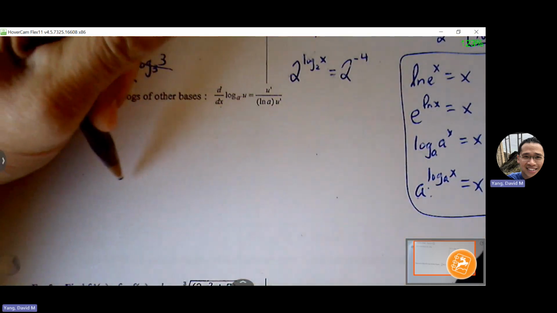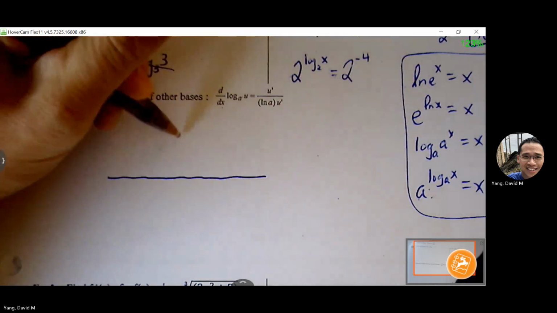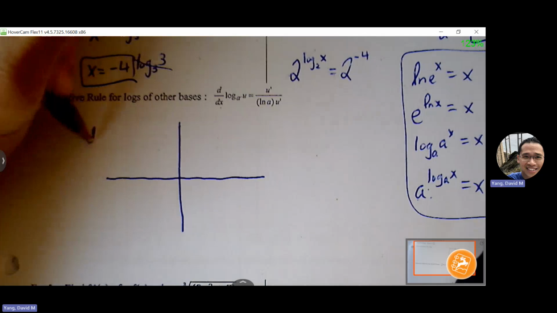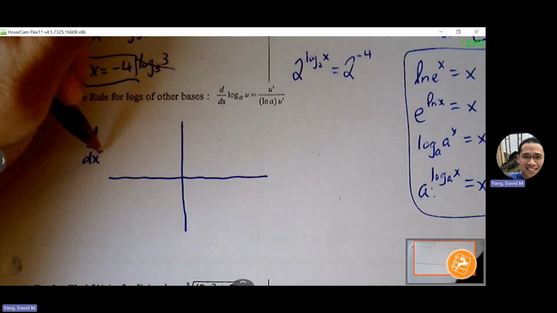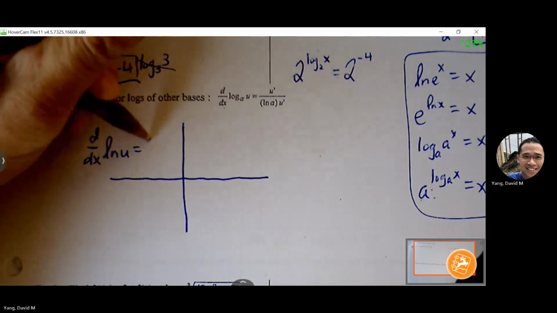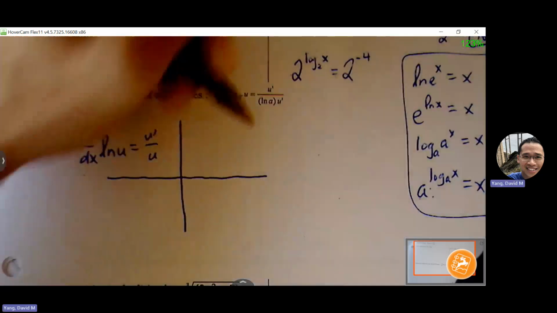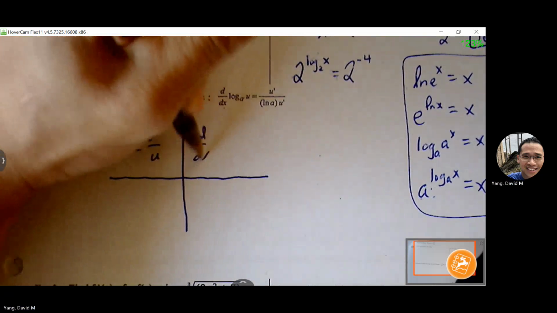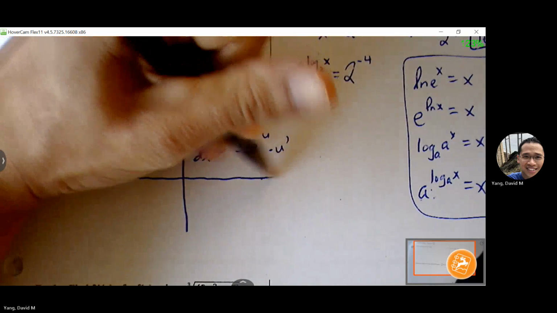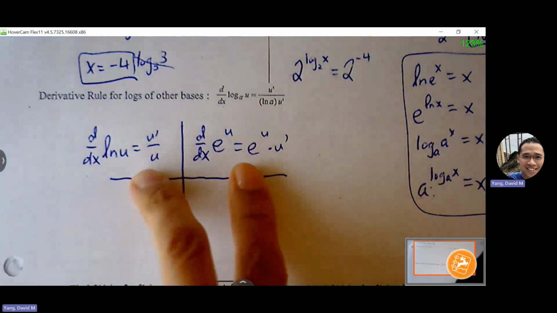So let me just create this chart here. Let's say we have the two rules that we already know, the two new rules, the two more important rules, right? And we also learned this rule here. Now, these are really nice and clean.